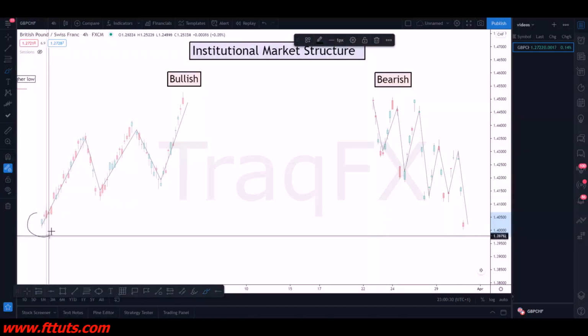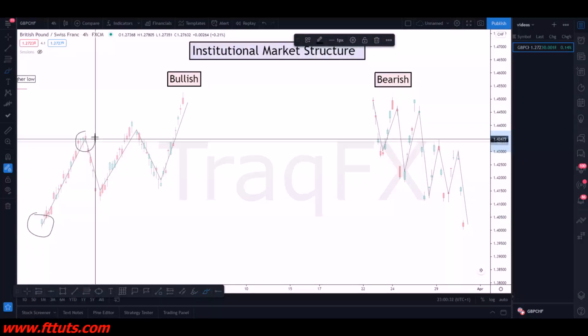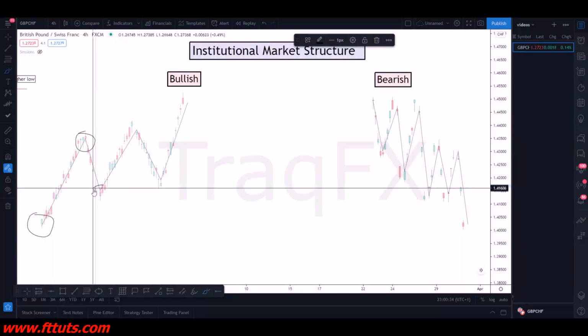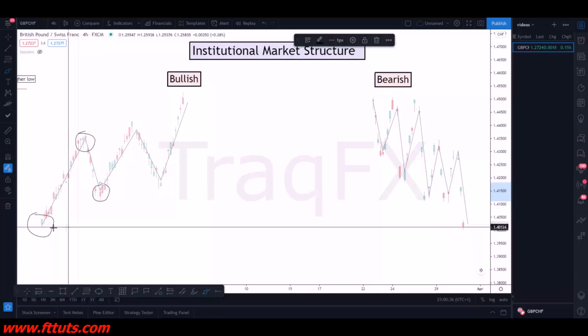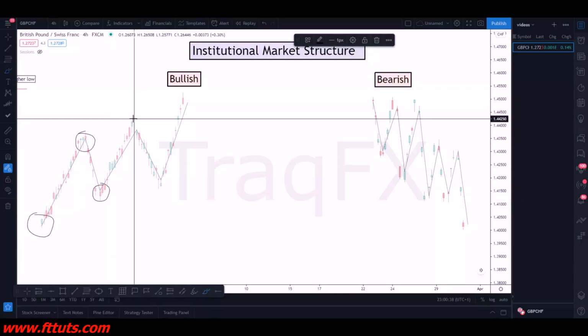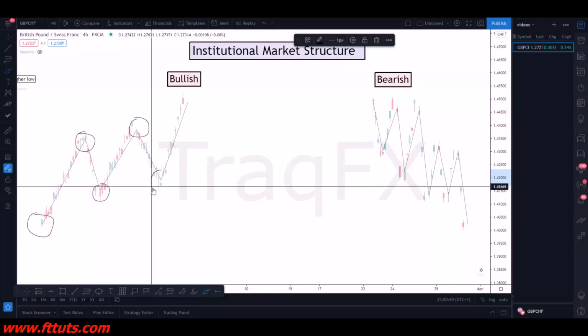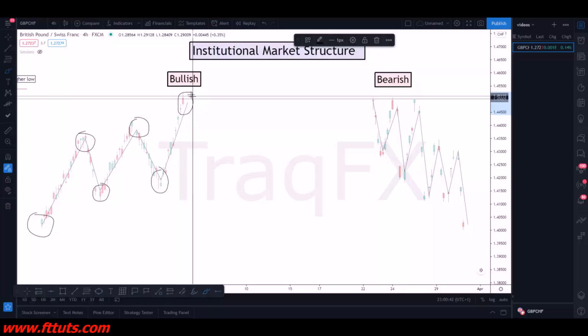So we have a low right over here, and then we have a high. Now, from this low, we created another higher low. This low is higher than the previous low. And then we created a higher high. And then once again, we created another higher low and then a higher high.